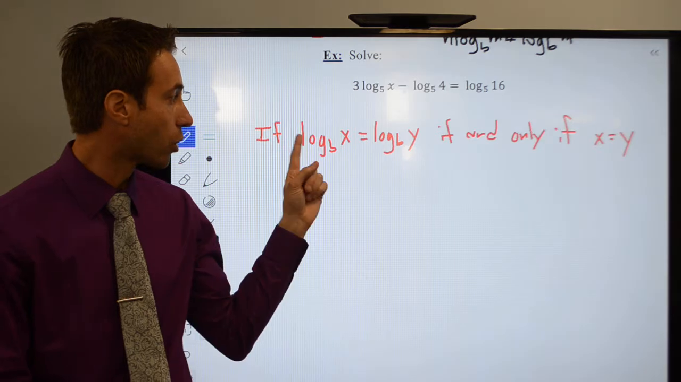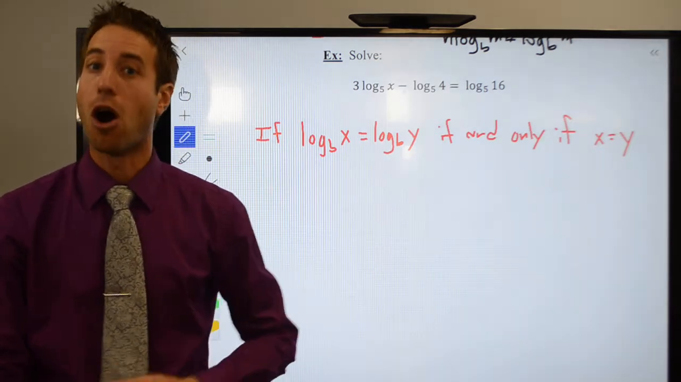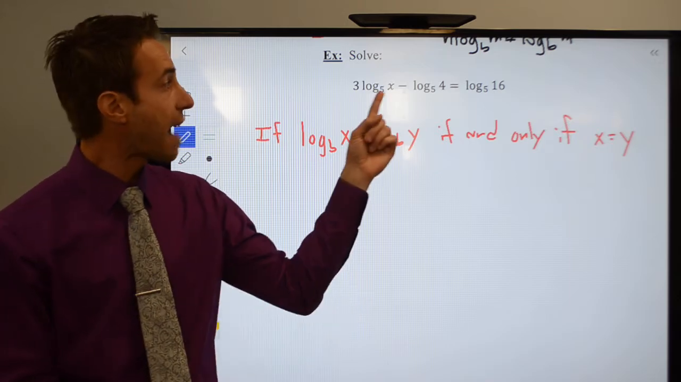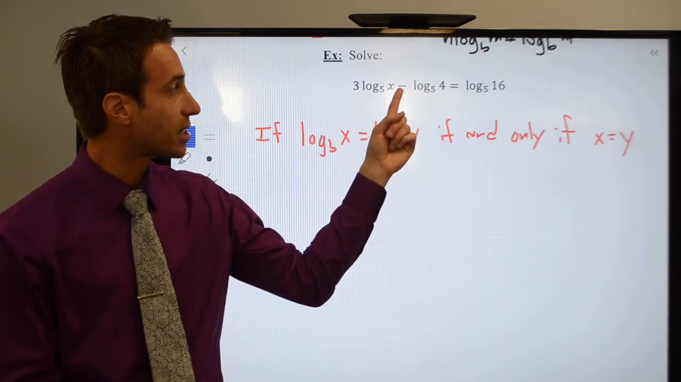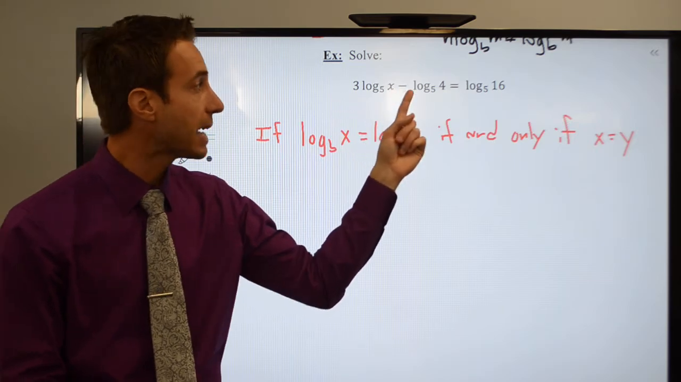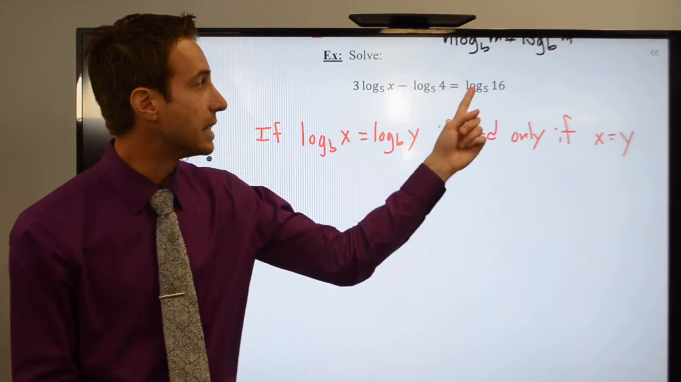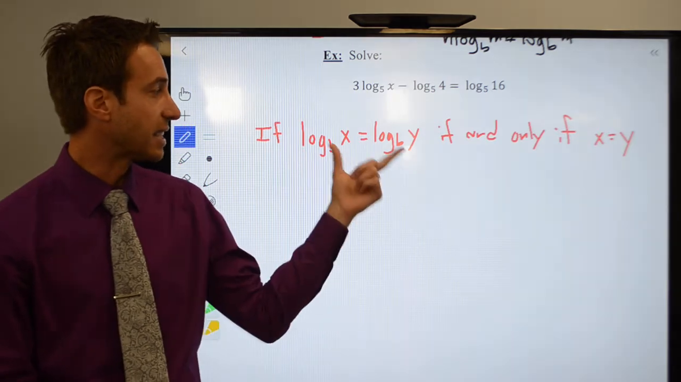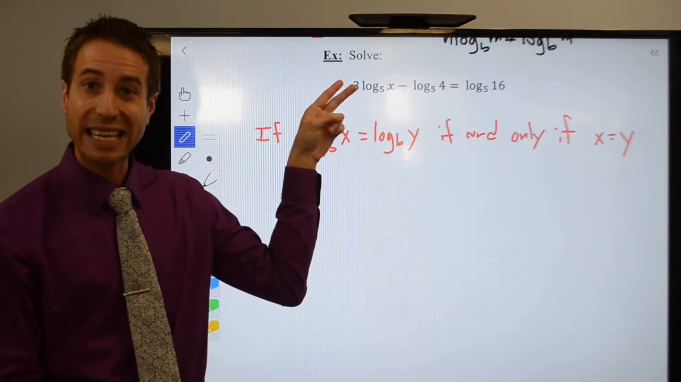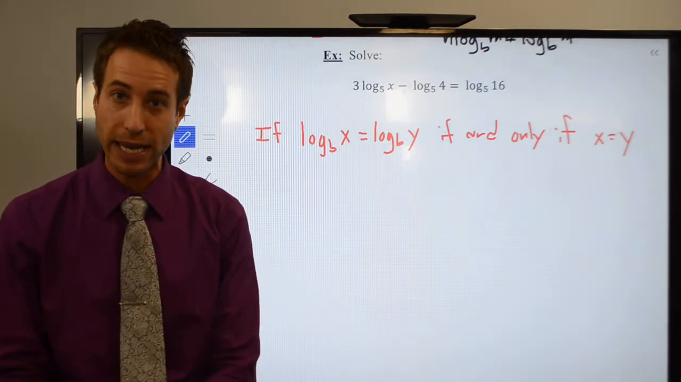solve for my variable as long as I have a log base b and log base b on both sides, as long as the log and the base are the same. But I don't have that, right? I've got this subtraction sign in here, right? So I have 3 times the log base 5 of x minus log base 5 of 4 is equal to the log base 5 of 16. So this property doesn't apply the way the equation that I've given you is written.